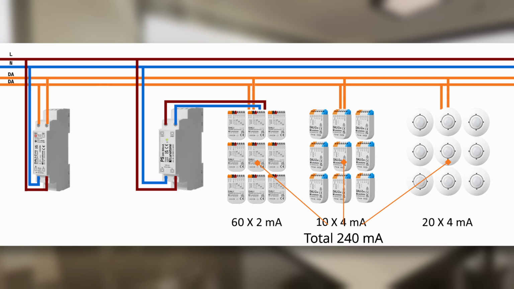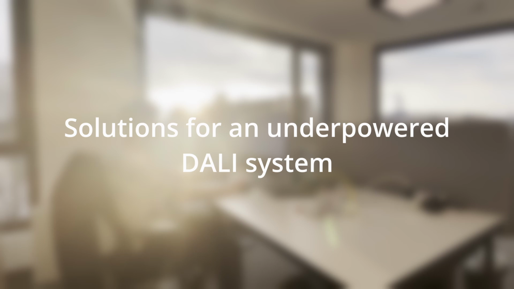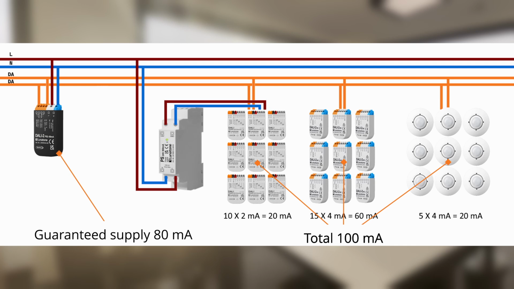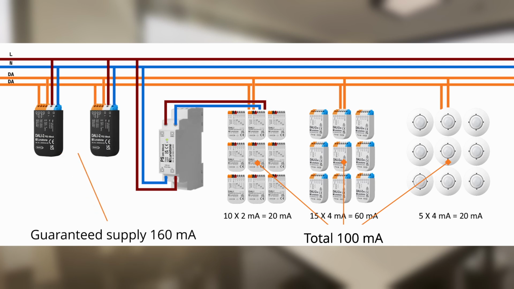Dimmers may not respond to commands. Bus-powered control devices may not transmit any commands at all due to insufficient voltage or current. Solutions for an underpowered DALI system. To resolve issues caused by an underpowered DALI bus: if your system has a total consumption of 100 milliamps and you have a power supply that is only able to provide 80 milliamps, you can add a second power supply to the DALI line.